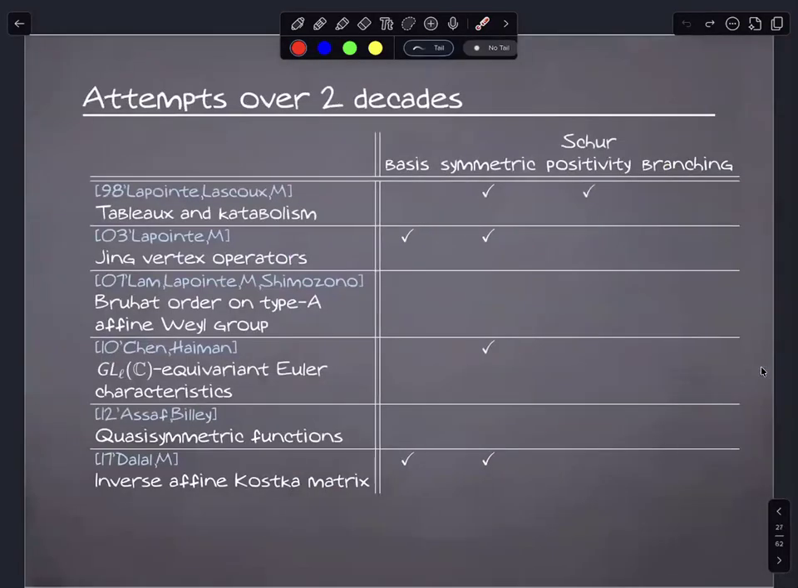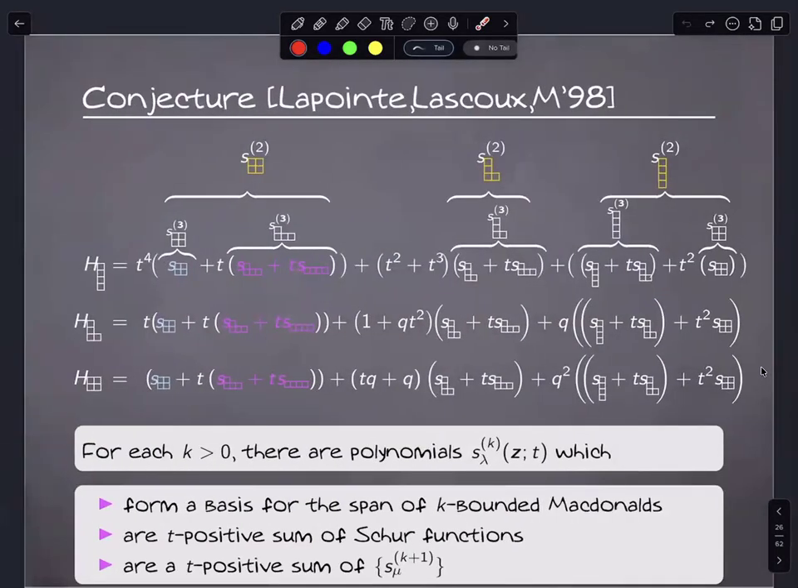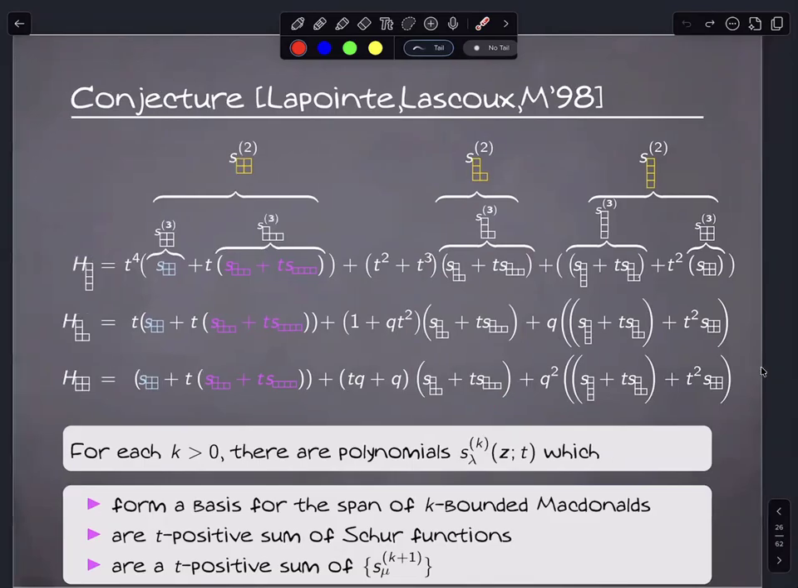So then, after 2 decades, we couldn't even find a definition where we could prove almost any of this. So we said, what are these things? What is the definition of this thing? It's supposedly a basis. It's just a T positive sum of Schurs. Like, how hard could it be? Right? And in our original paper, we proposed a definition. This one.